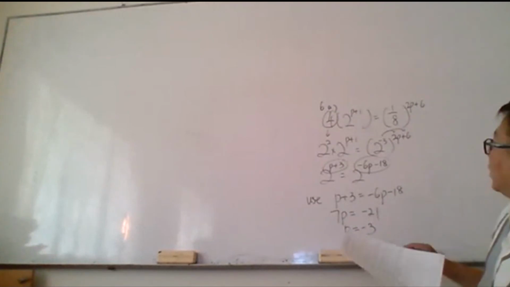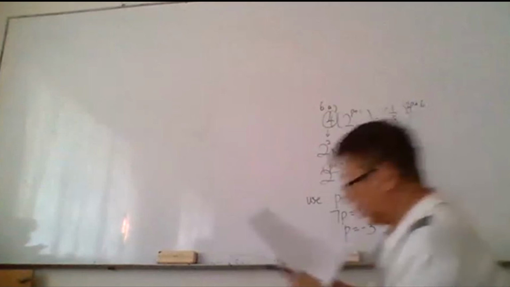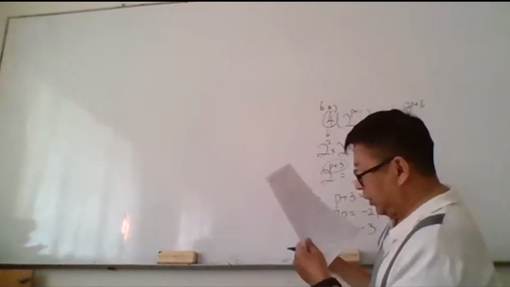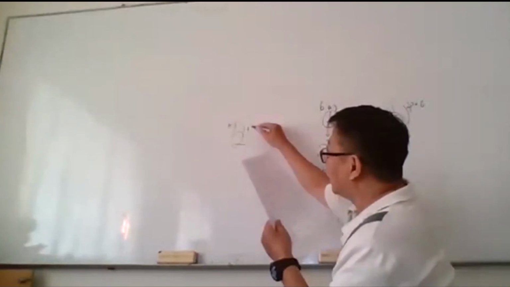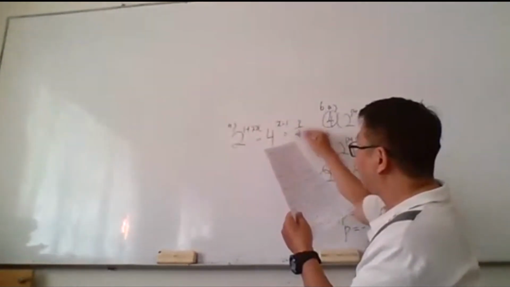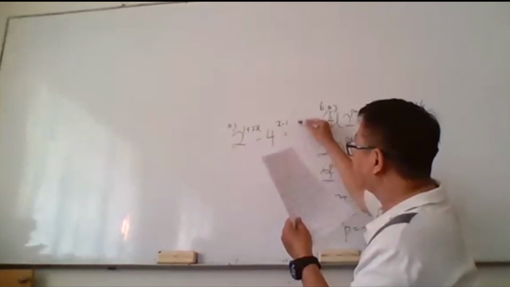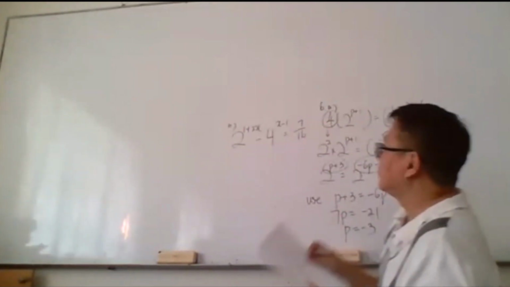So another one. Okay, this will be very weird to you. So that's the B. 2 to the power of 1 plus 2x minus 4 to the power of x minus 1 equals 7 over 16. So how?